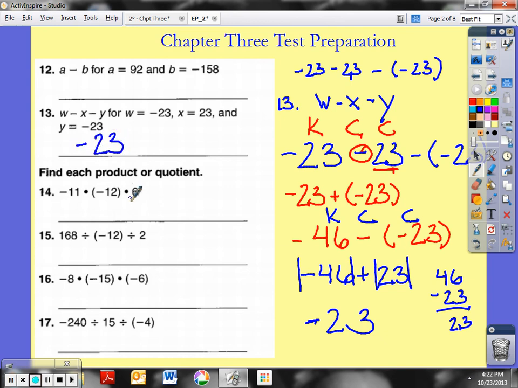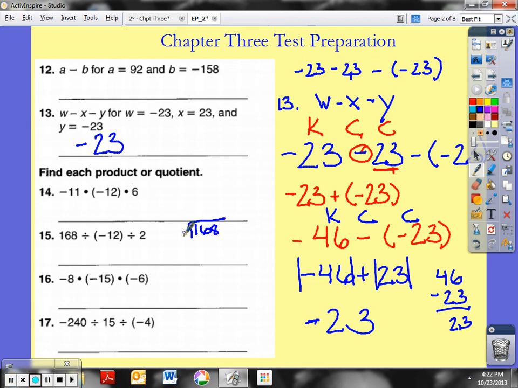Let's take a look down here. I think you have to handle these pretty well in this post-test. Just to get some examples here, let's go with 168 divided by negative 12 divided by 2. A positive divided by a negative will give me a negative. So 168 divided by 12. I can't do that in my head.